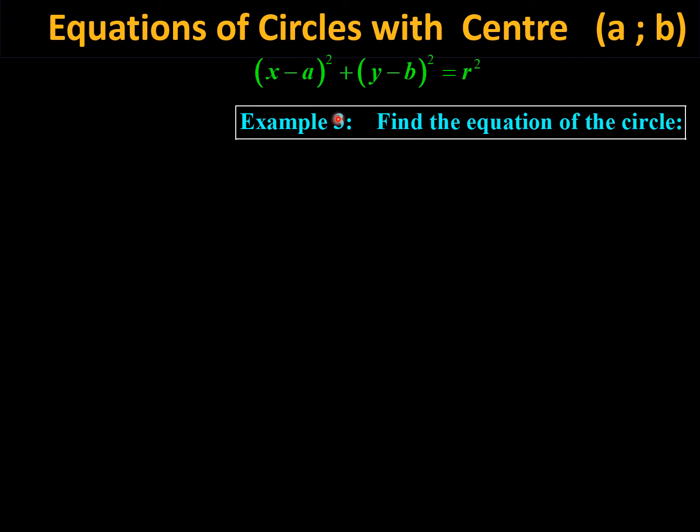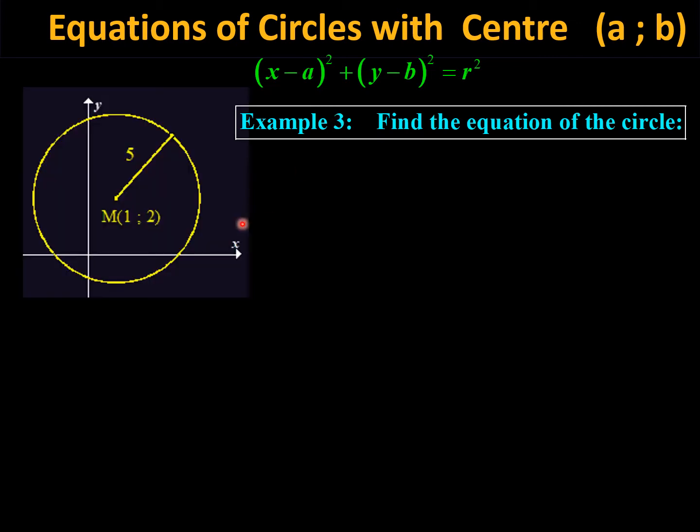Let's look at our first example. Here we have a circle. As you can see here, there's the origin. The center is not at the origin. So we have a coordinate for the center, and we have the radius measurement. In other words, we just have to put the coordinates of the center into our formula. So this is quite straightforward.